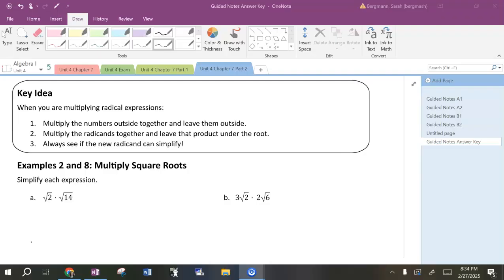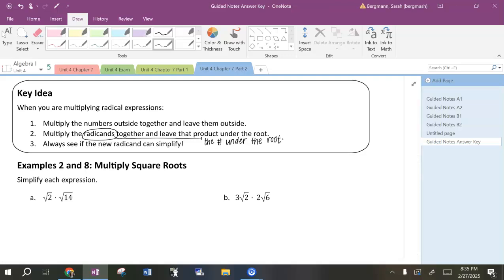So I added a little bit of typed notes on here that you might want to either write or type in. When you're multiplying radical expressions, there are 3 steps that you have to do. Step 1, multiply the numbers outside together and leave them outside. Step 2, multiply the radicands together and leave that product under the root. Just so you know, radicand just means the number under the root. And finally, you always want to see if that new radicand can simplify.